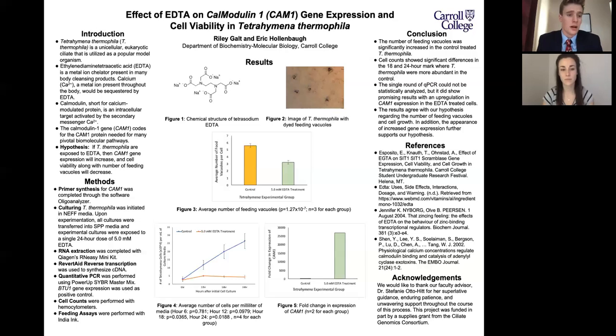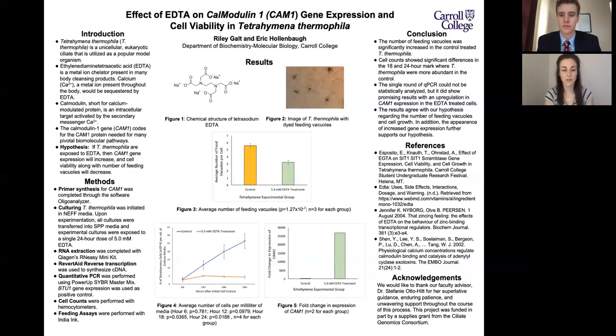And so the CalModulin 1 gene, or just CAM1, codes for this CAM1 protein, and that's needed for many important biomolecular pathways. Our hypothesis was that if Tetrahymena thermophila are exposed to EDTA, then the CAM1 gene expression will increase, and cell viability, along with the number of feeding vacuoles, will decrease.